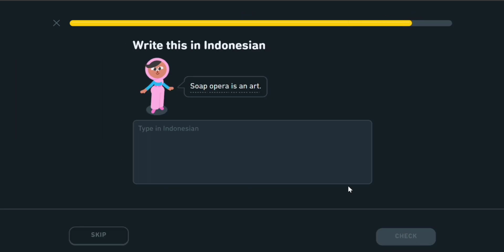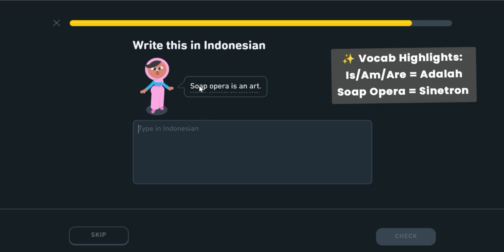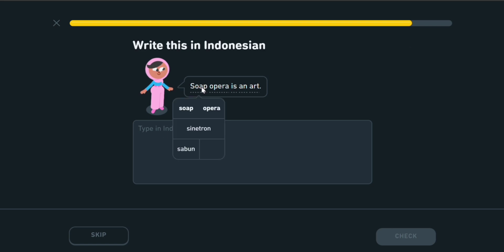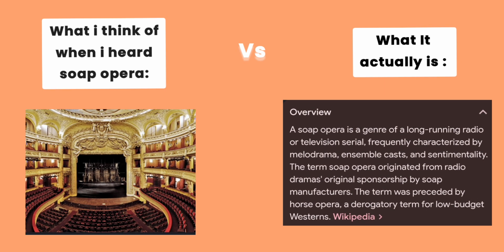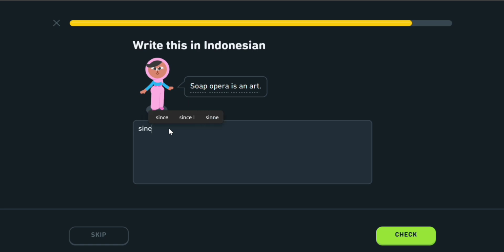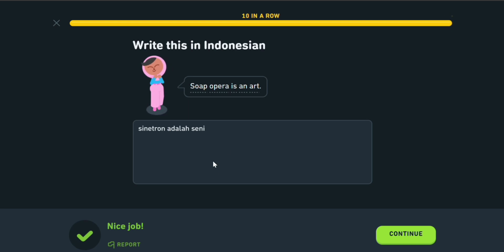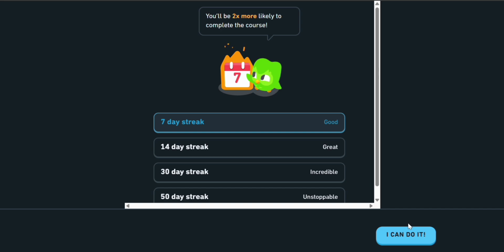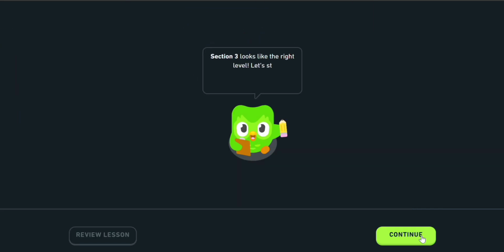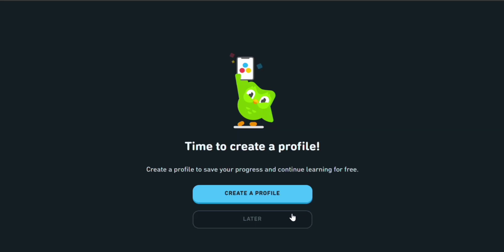Okay, next. Soap opera is an art. Let's just see. Interesting. So soap opera is translated as sinetron here. So sinetron would be translated more as drama. Okay, let's translate this. So that's sinetron adalah seni. Enter, continue. Okay, so we completed the lesson. So it says this section 3 looks like the right level. Okay, later. So we'll see.